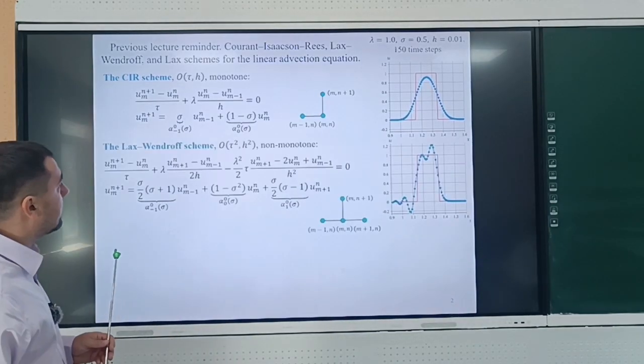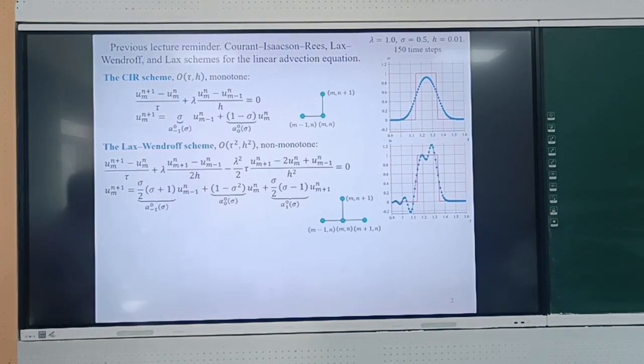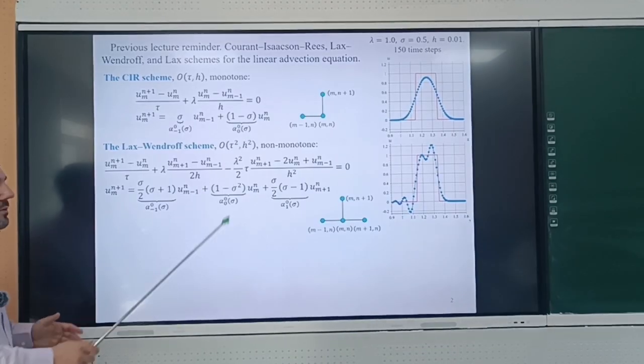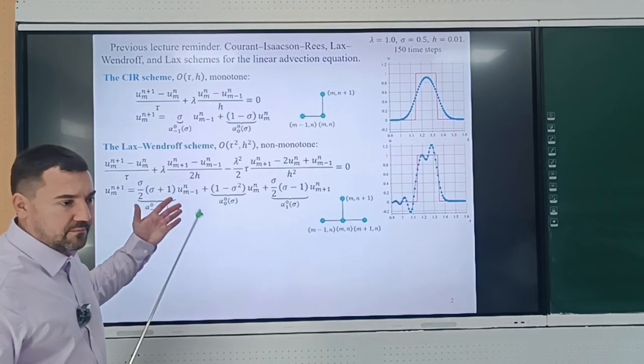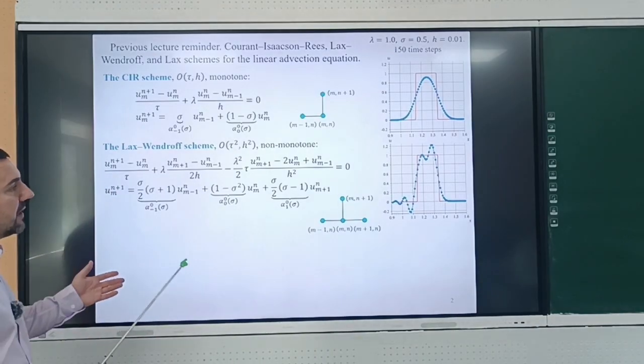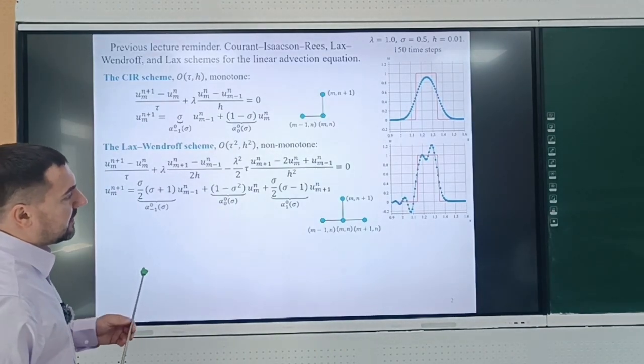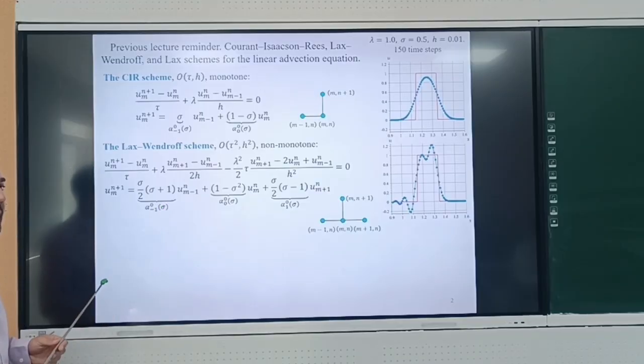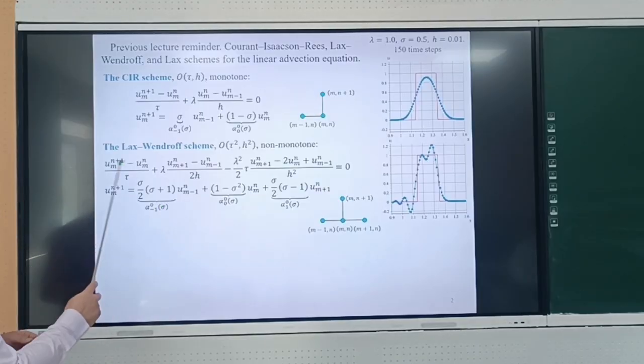The second one was the Lax-Wendroff scheme. Generally speaking, first order, big O of tau and h, is not enough, and it would be great to have a second order scheme. And we proposed the Lax-Wendroff scheme.